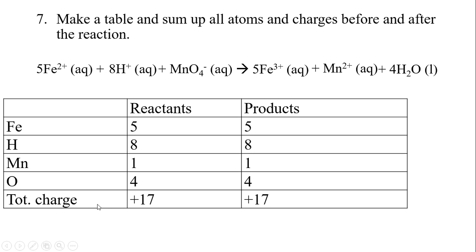And then we need to count the charges in total here. So here we have 5 times 2 plus. That corresponds to 10 plus. We add an additional 8 plus 1 charges, so we're up to 18. And then minus 1 from the permanganate ion, so we're down to plus 17 here. On this side, we have 5 times 3 plus, that's 15, plus 2 plus, which is plus 17. And if your table looks like this when you're done, you've done a good job balancing a redox reaction, like using the oxidation number method.